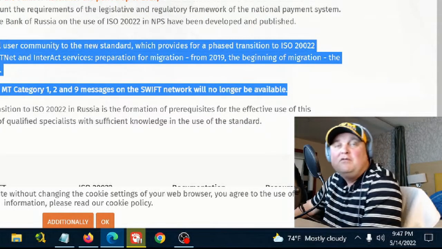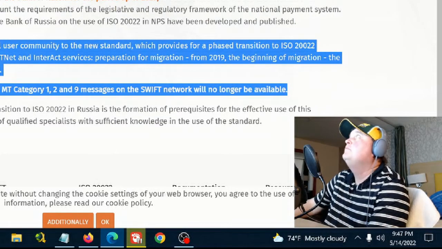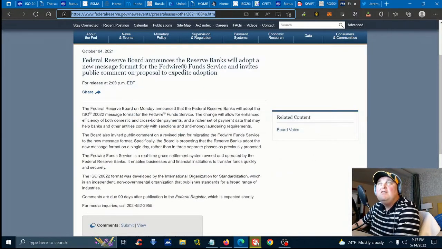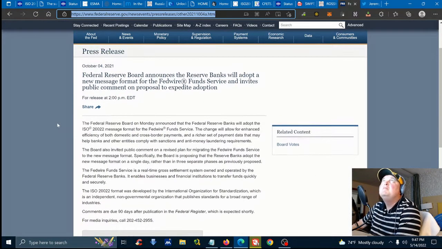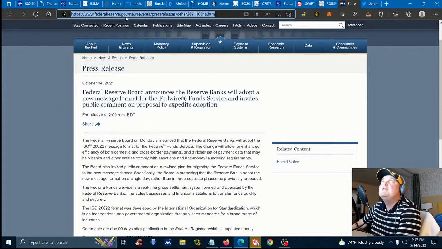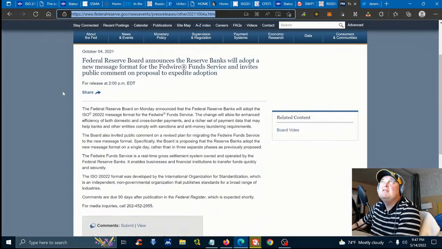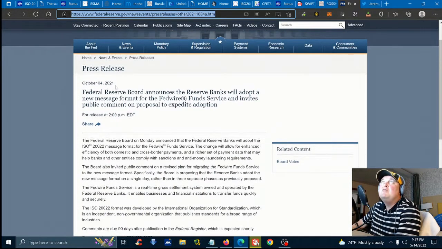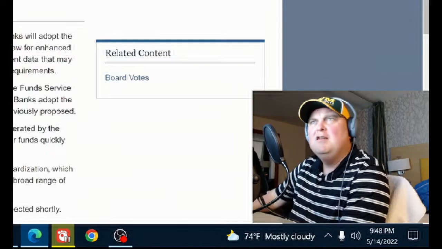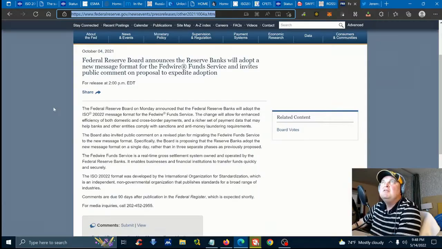If that's not enough for you, let me show you something else. Here on the Federal Reserve. Look right here, federalreserve.gov. That's the page we're on, guys. October 4th, 2021, another backdate. Federal Reserve Board announces the reserve banks will adopt a new message format for the FedWire Fund service and invites public comment on proposal to expedite the adoption. What's that mean? Well, let's do a little investigating.